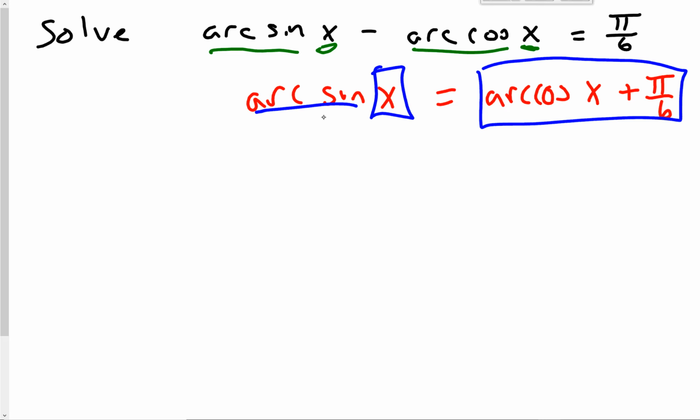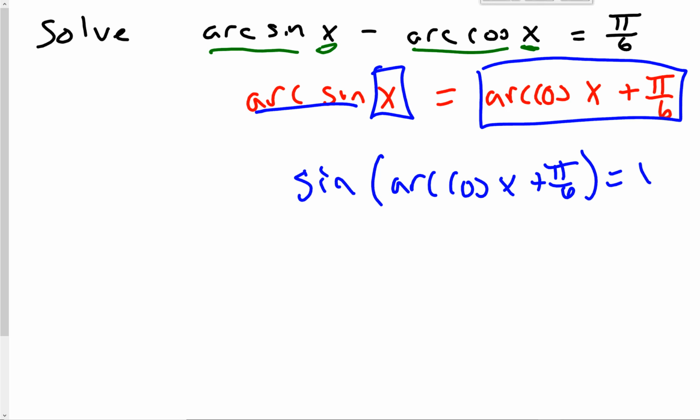And the inverse of inverse sine is just sine. And I might have shown you this maybe in another video, but remember the inverse is always looking for the angle, right? So that's an angle, and this is an angle, and I'm adding them, right? So I have the sine of the sum.